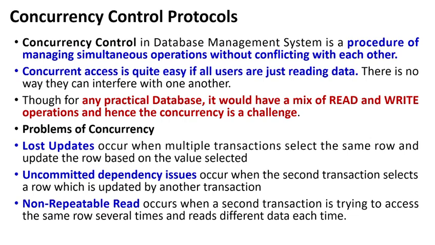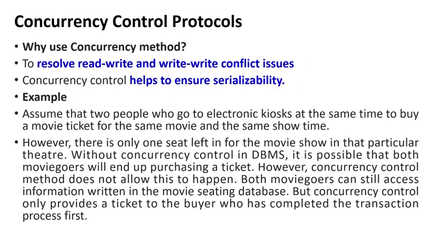Concurrency control protocols. Concurrency control in a database management system is a procedure of managing simultaneous operations without conflicting with each other. Concurrent access is quite easy if all users are just reading the data. Problems of concurrency: lost updates, uncommitted dependencies, and non-repeatable read. Why use concurrency control? To resolve read-write and write-write conflict issues. Concurrency control helps to ensure serializability.